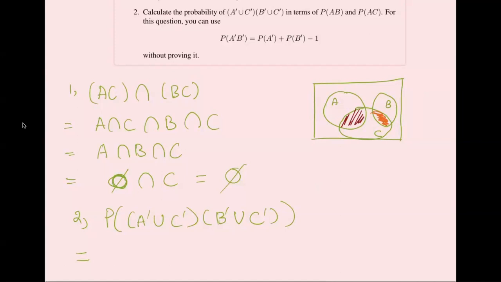Is there anything special about those terms? When you see two set complements unioned with each other or intersecting with each other, you should think about some rule.